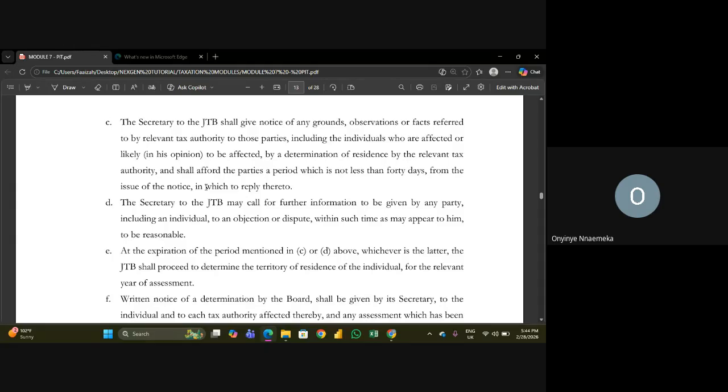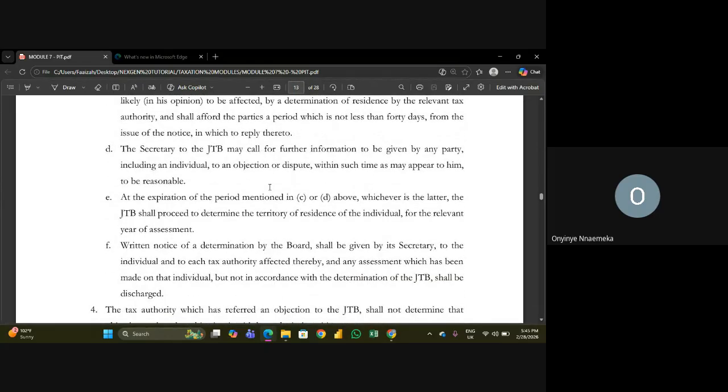They will now reach out to those people and say, let's say Pfizer has come to us and has complained that you have given he or she a wrong assessment. What have you got to say? Within 40 days, they must reply. Then the secretary to the joint tax board can also ask for information. Give us any information, like they also make their finding.